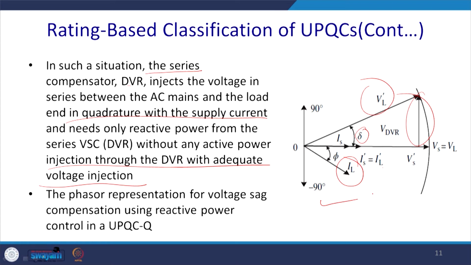So, ultimately you had initially Vs and this was VL, you inject the voltage 90 degrees to it, this is the DVR voltage and the new voltage will be this, and by compensation by current it will try to make it sinusoidal. And also there is a harmonic component that is also required to be mitigated, not only the power factor.